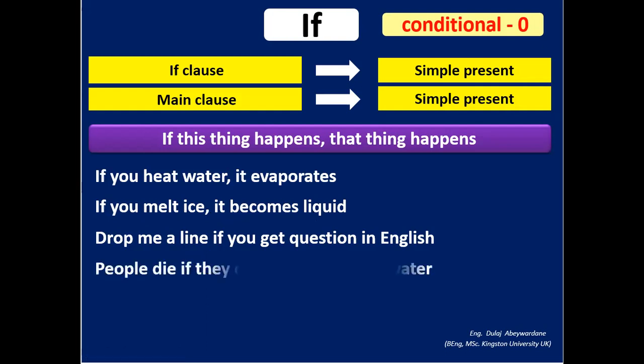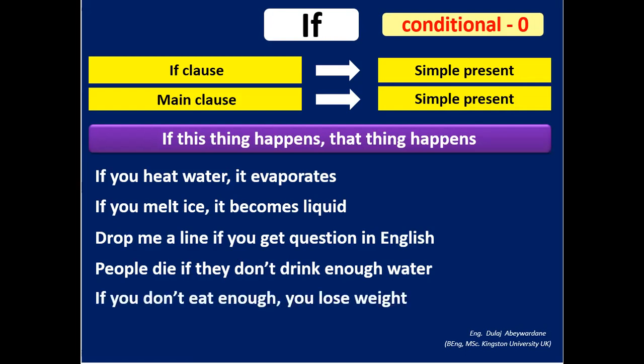Okay, and the next example: people die if they don't drink enough water. It's a general truth, a universal truth. And another example: if you don't eat enough, you lose weight. Those are general truths. You can talk about these things in this zero conditional.